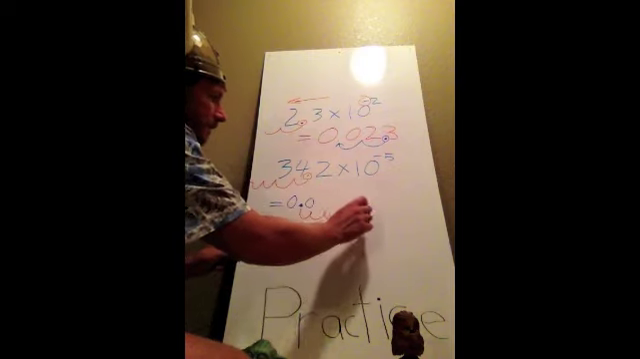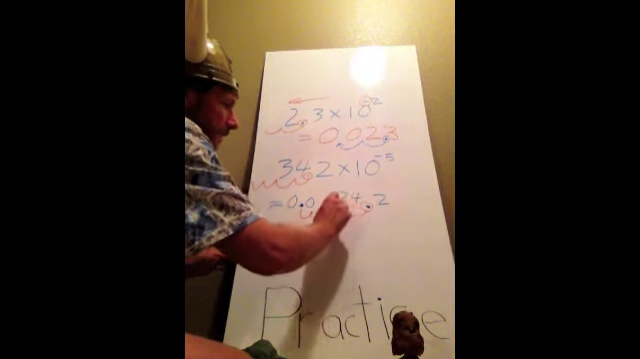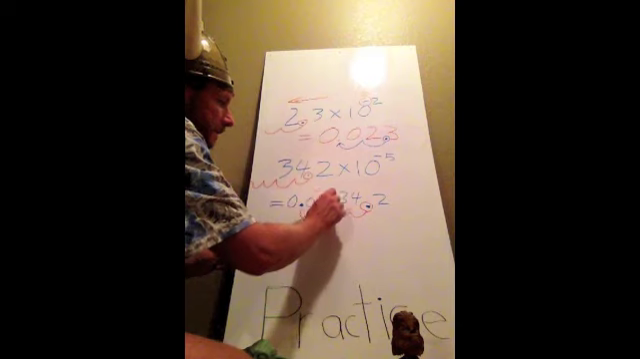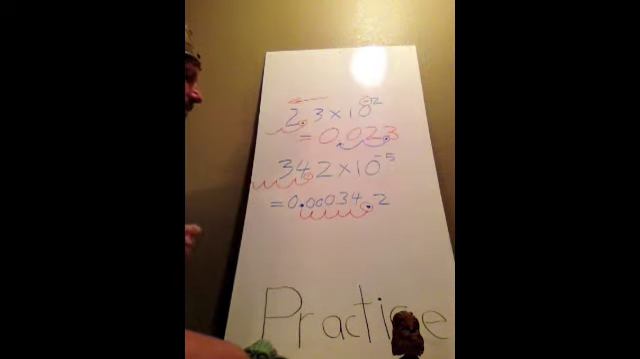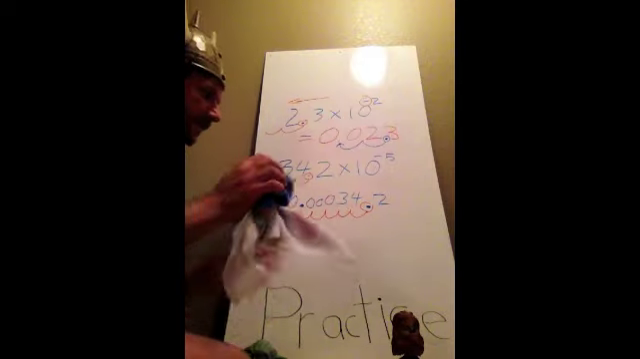Let's move this number. 2, 4, 3. So there's our first two places. And zeros. Is that 5 places? 1, 2, 3, 4, 5. Let's clean it up a little bit.